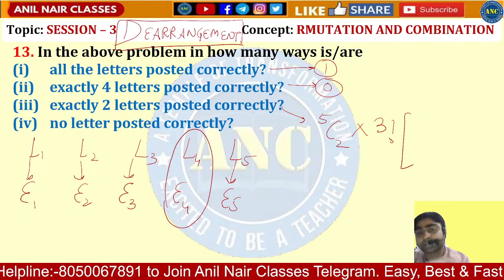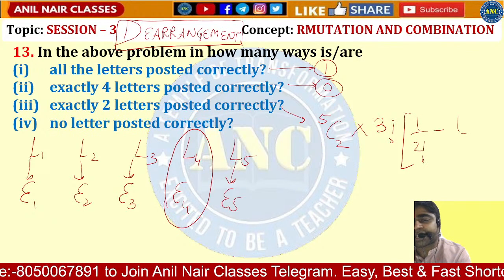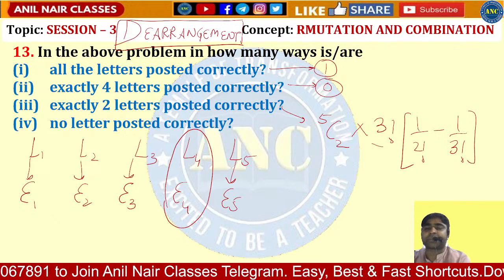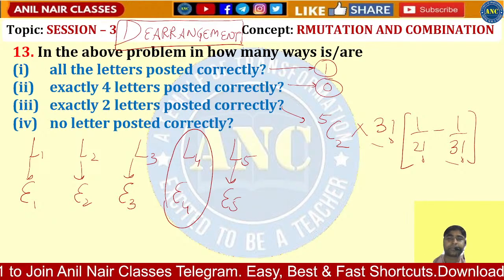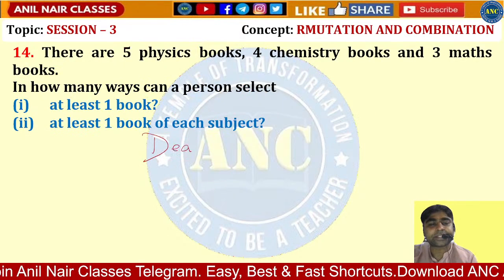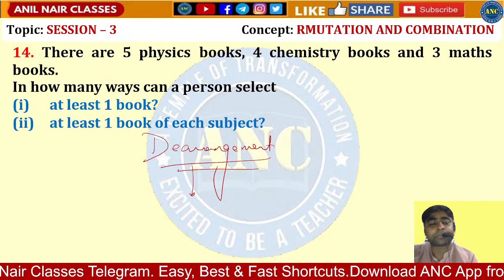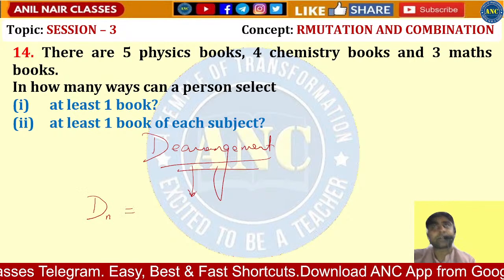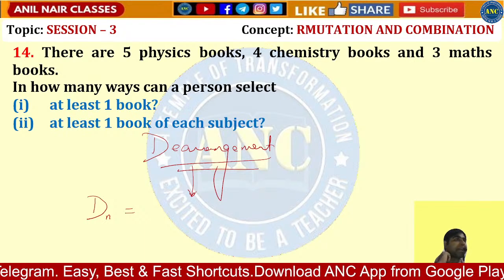Which is n factorial upon 1 upon 2 factorial minus 1 upon 3 factorial. You have to go on till this value becomes equal to this value. Okay. For example, I'll just explain. In the concept of derangement, guys, the number of derangements, let's say it is Dn, is in how many ways can n of them be arranged incorrectly.